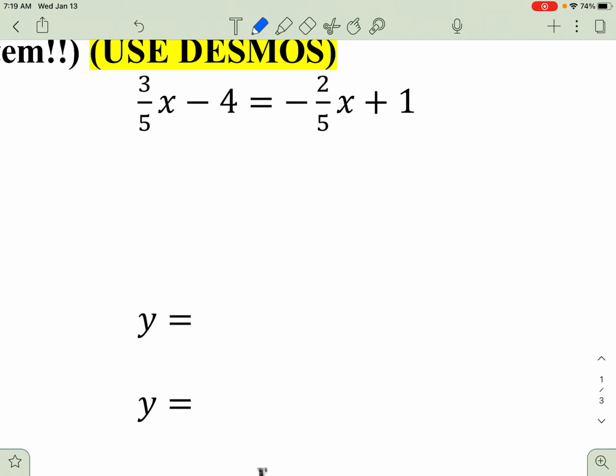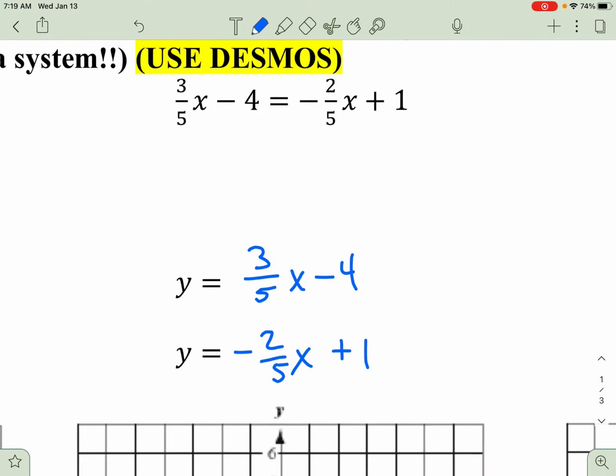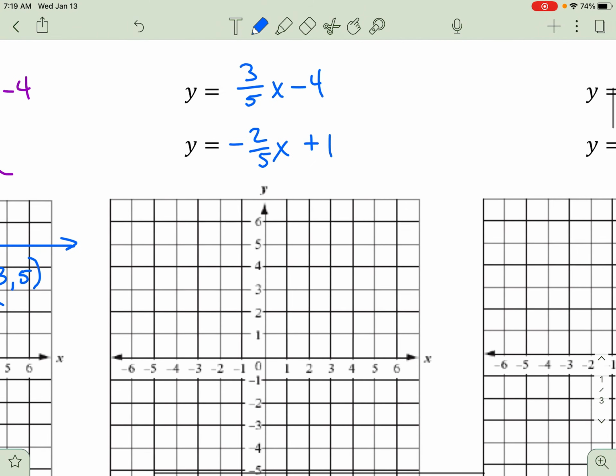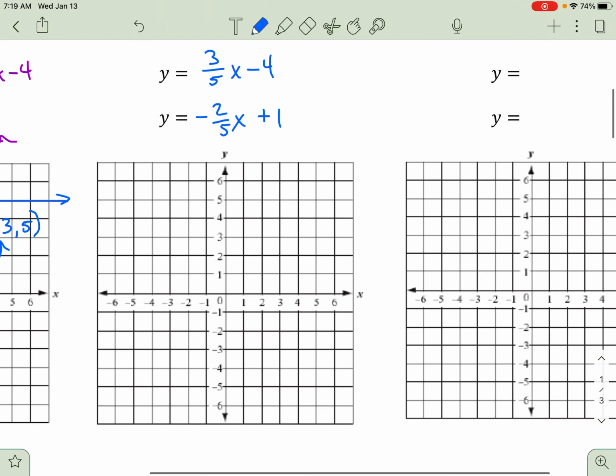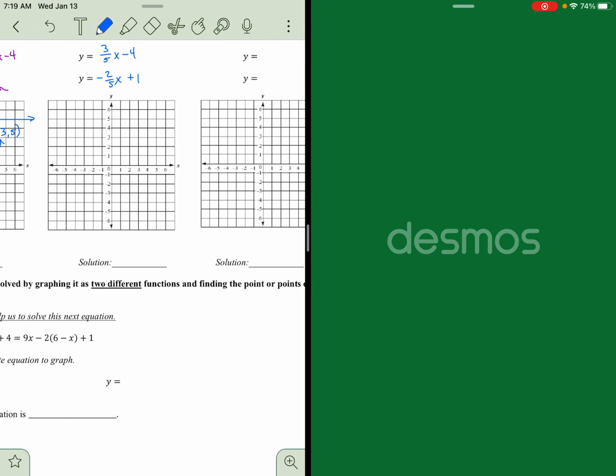Again, this one's got fractions, so if I were to solve it algebraically, it could get pretty ugly pretty quickly. So instead, I'm going to allow Desmos to do the work for me. Or if you prefer to work by hand, you can do that also. So negative 2/5 x plus 1 and 3/5 x minus 4. And now I'm just going to graph those. Okay, so let's pull up Desmos.